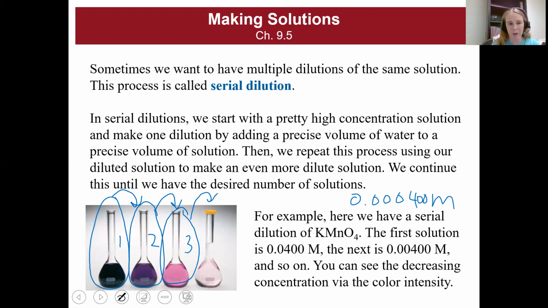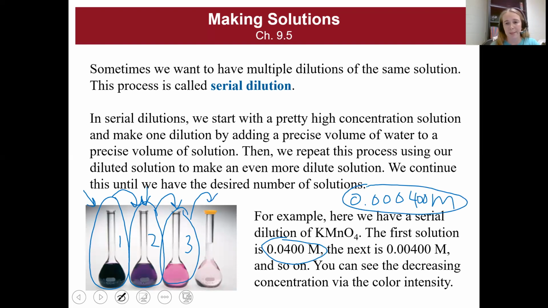So if you think about it, technically we had 10 mils of solution number 1 that went into solution number 2. So 10 mils of that went into solution number 3, which means that only 1 mil of the original solution ended up in solution number 3. So it's 1/100th of the concentration of solution number 1.